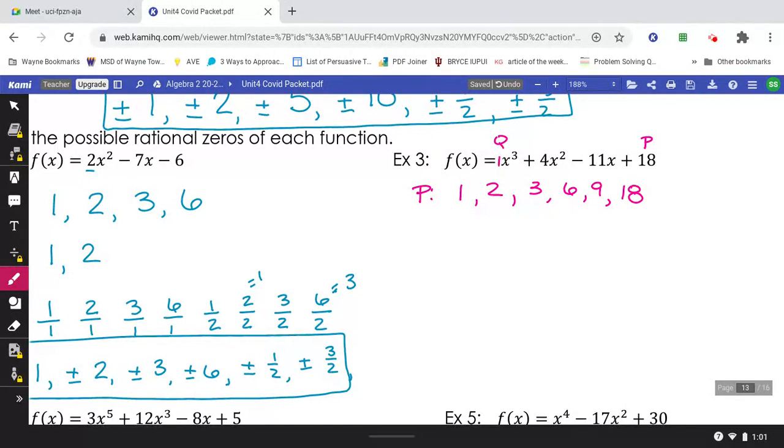This time the Q up in front is an invisible 1. And 1 is nice because the only thing that multiplies to make 1 is 1. So if I take each of these and write it, all the P's over the Q, if you notice what's going to happen, when I divide everything by 1, I get the exact same list as I had right there.